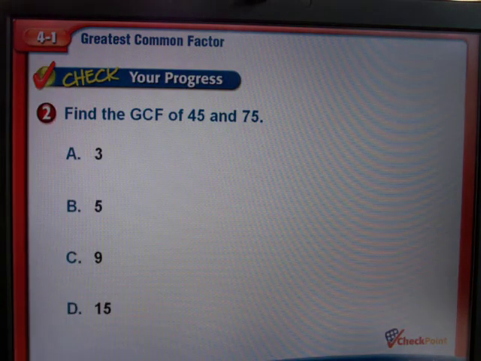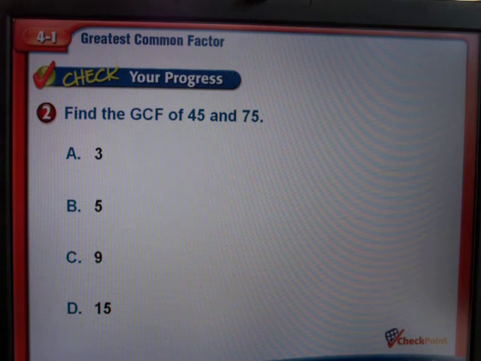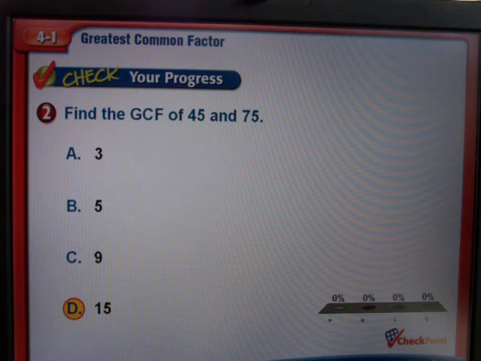So find the greatest common factor of 45 and 75. Is it A 3, B 5, C 9, or D 15? The nice thing about when it's multiple guess like this, you can just try all the numbers and see if they divide into both numbers, and then you know if it really is the greatest common factor or not. And your answer is D.